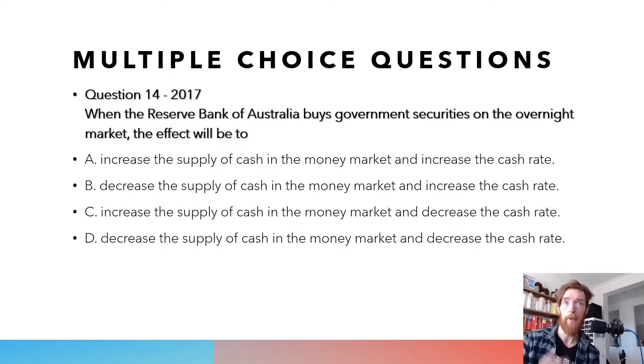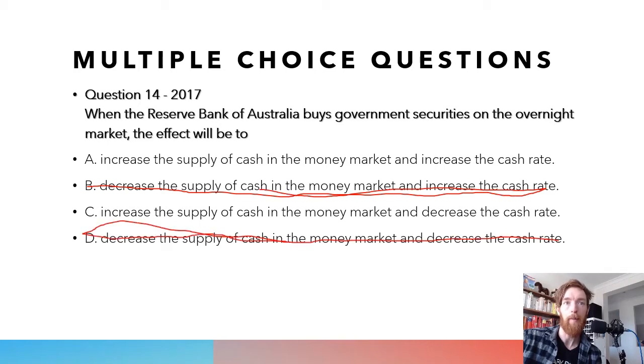Then the last multiple choice question we're going to look at. So question 14 from 2017, when the Reserve Bank of Australia buys government securities on the overnight money market, the effect will be 2. So we just talked about this a little bit. When they buy government securities, that increases the supply of cash. So already, once again, hopefully by knowing that very quickly, you can rule out 2 answers. So bang, you're gone, and bang, you're gone.